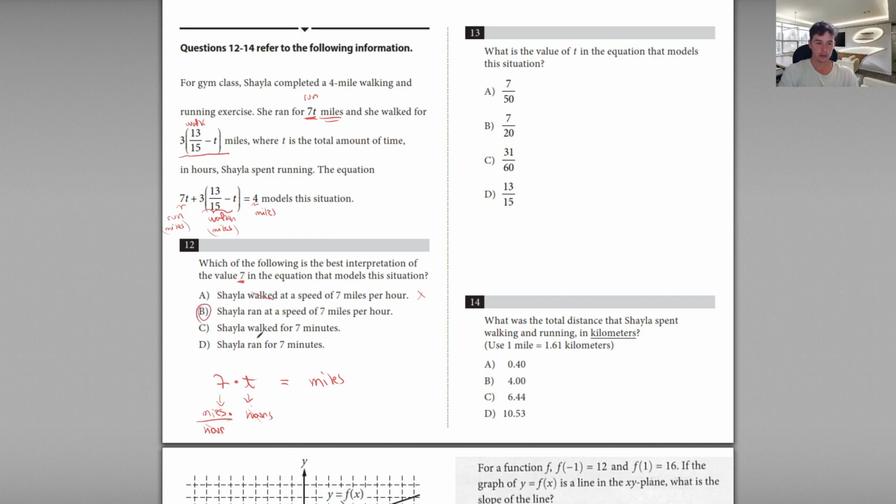Shayla walked for 7 minutes. No, she walked for 10 minutes. Shayla ran and not walked. She ran, right? Shayla ran for 7 minutes. No, she ran for t hours, not even minutes. So we could have seen that B would be the only plausible answer, even if we didn't know how to work out the units.